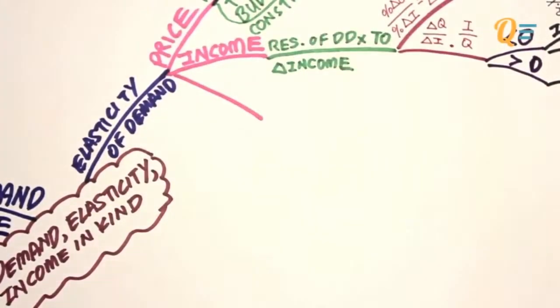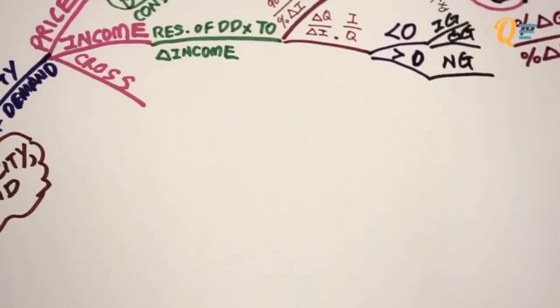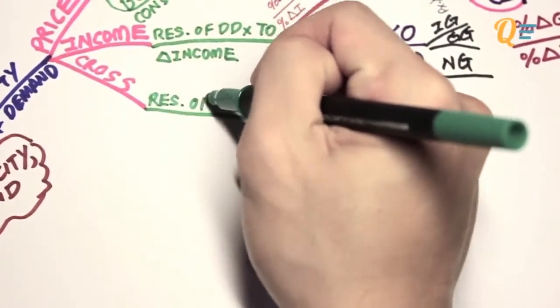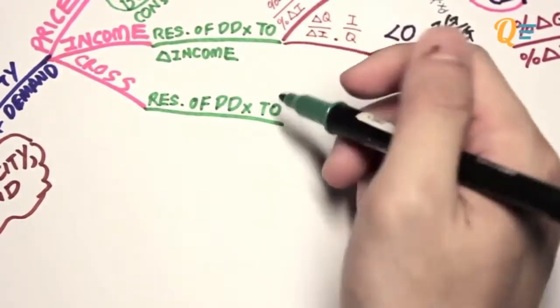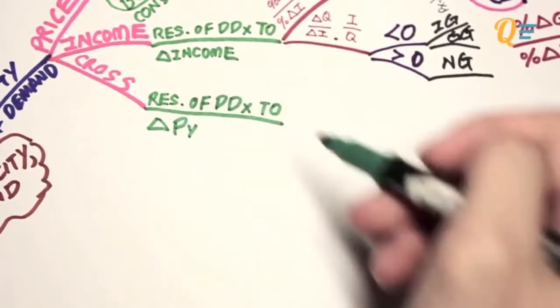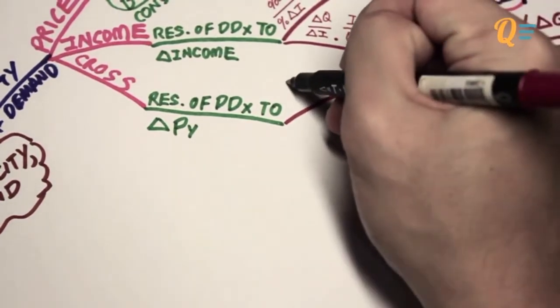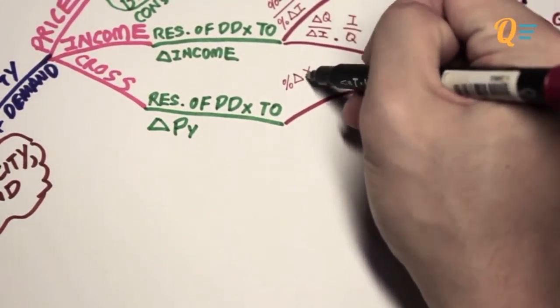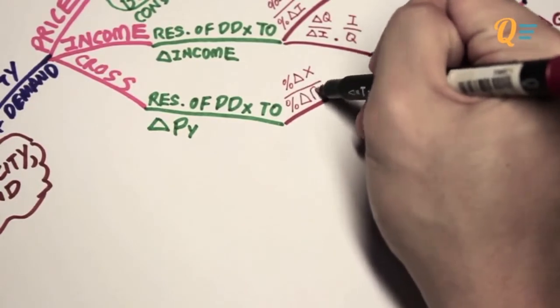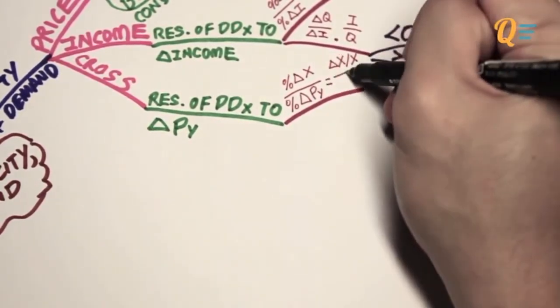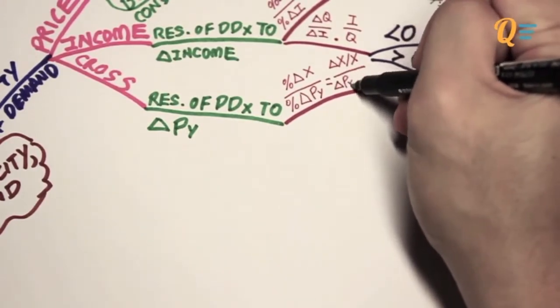Let's move on to the last type of elasticity, which is the cross elasticity of demand. So what is this? It is basically the responsiveness of the demand for good X to a change in the price of good Y. You must be wondering why good Y is involved again. So this responsiveness can be calculated by taking the percentage change in quantity demanded of good X divided by the percentage change in the price of Y. And this can also be expressed as this set of equations over here.